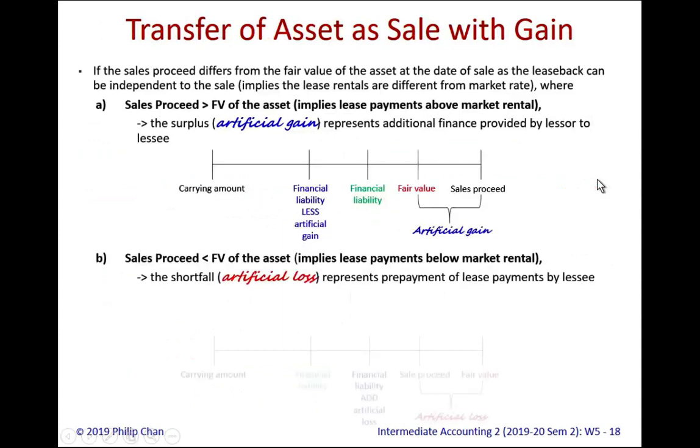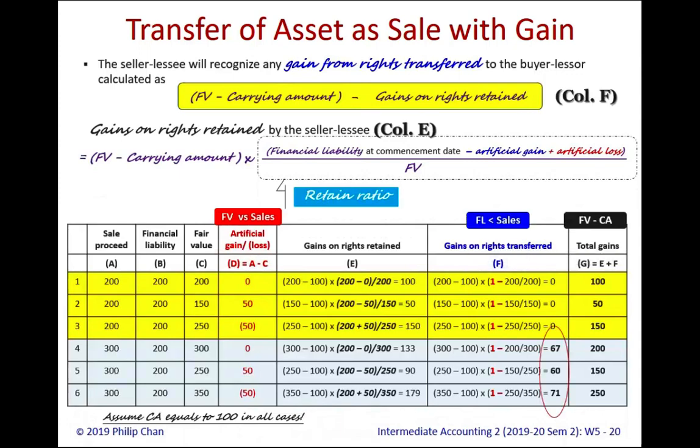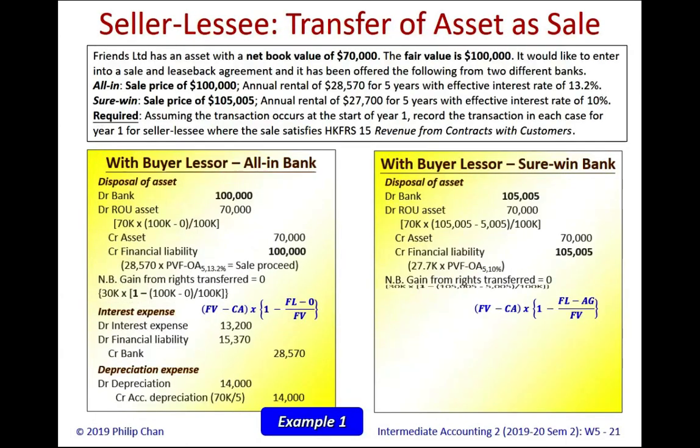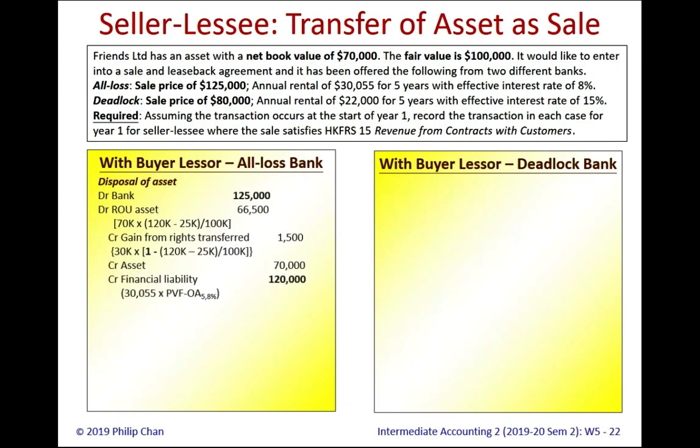All right, let's go back to the All Loss company example. There you go. We have determined that in this case there will be a gain, so we need to apply the formula. You can do it 2 ways, and here I would use the easy way: just 1 step instead of going through 2 steps, i.e. having the total gain and then subtracting the gain from rights retained. I do it in 1 step using that overall formula.